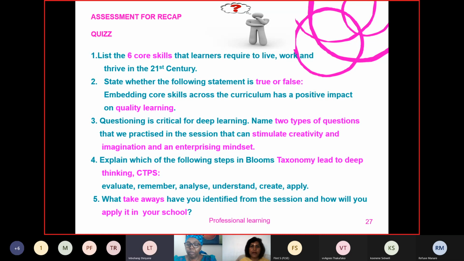You had sufficient time. So question number 1, what are the 6 core skills that we learned for young people to live, work, and thrive in the 21st century? Yes. Quickly, we need to do this quickly because I need to hand over to Sis Vuyo. What are the 6 core skills? Yes, go ahead.